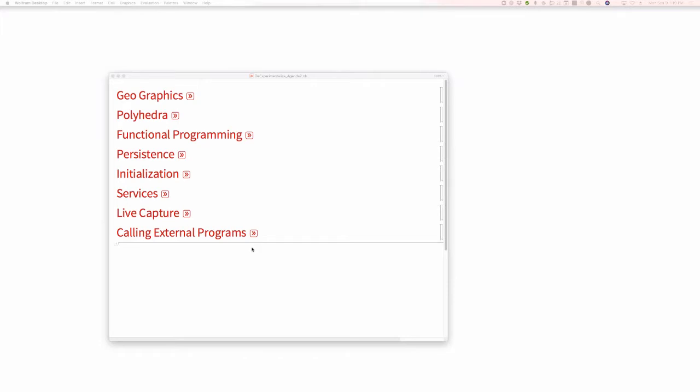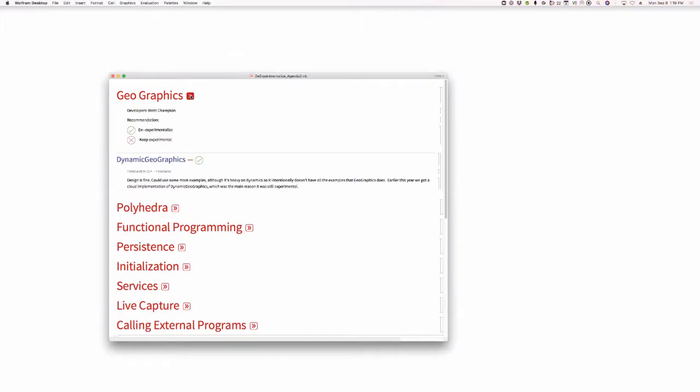Okay, for people joining this live stream, we are looking at functions that have been considered experimental in earlier versions of Wolfram Language, and we are exploring what we can do to bring them out of experimental status and make them permanent commitments in the language. Okay, first section here is about geographics.